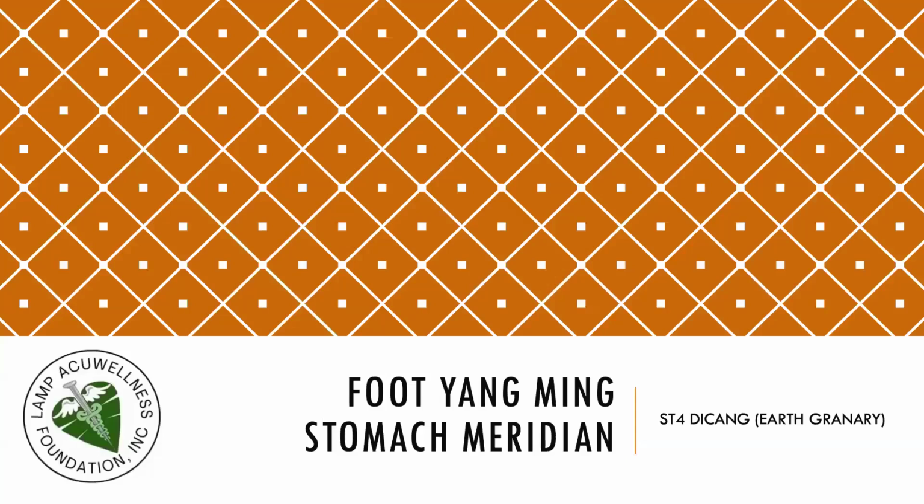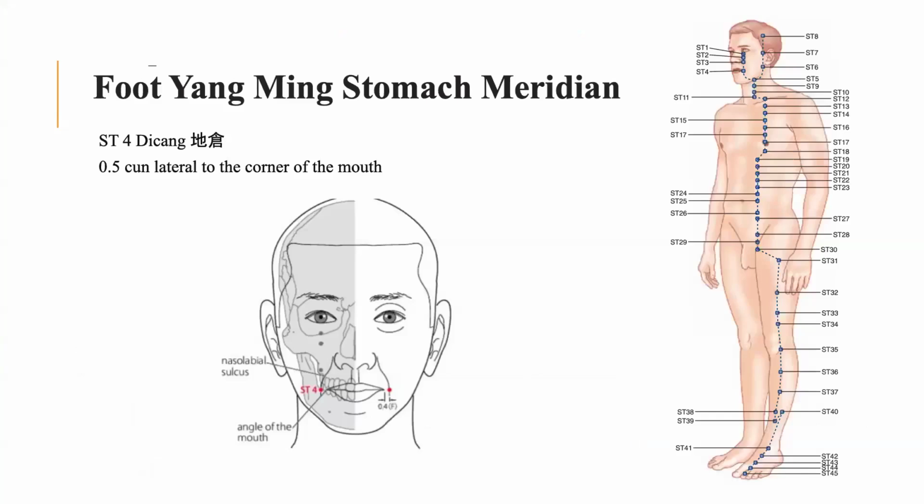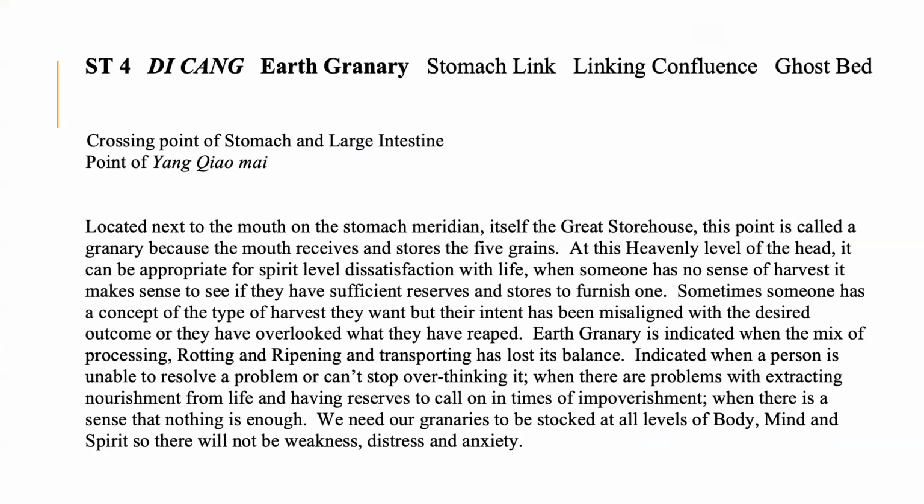Let's continue our discussion on foot yang ming, or the stomach meridian. Now, stomach 4, or earth granary. Stomach 4, or the foot yang ming, is found 5.5 chun lateral to the corner of the mouth, as seen here in the illustration. Stomach 4 is also called earth granary, stomach link, linking confluence, or ghost bed.